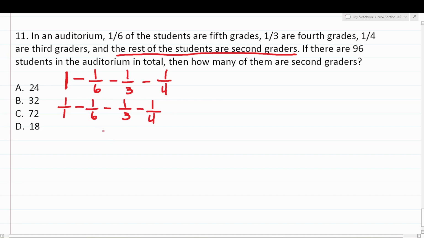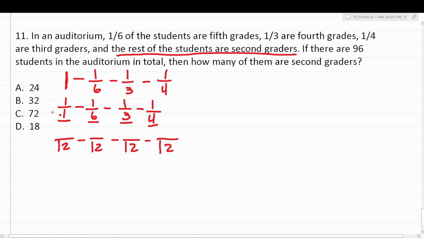All right, so in order to subtract these fractions, they all have to have the same or a common denominator. And as you can see, we have denominators of 1, 6, 3, and 4. Well, what do 1, 6, 3, and 4 all go into? They all go into 12. So we're going to rewrite all of these such that they have a common denominator of 12. And that's pretty easy to do.